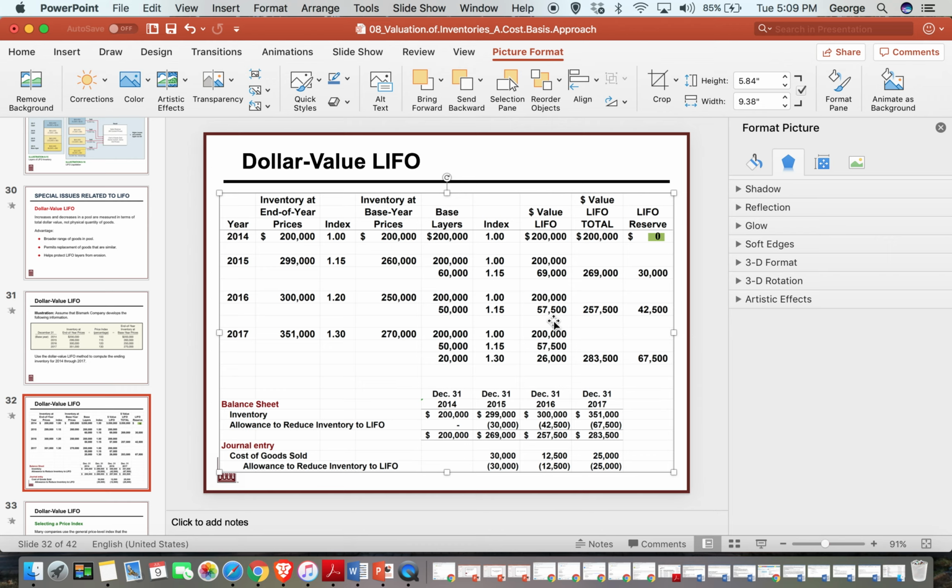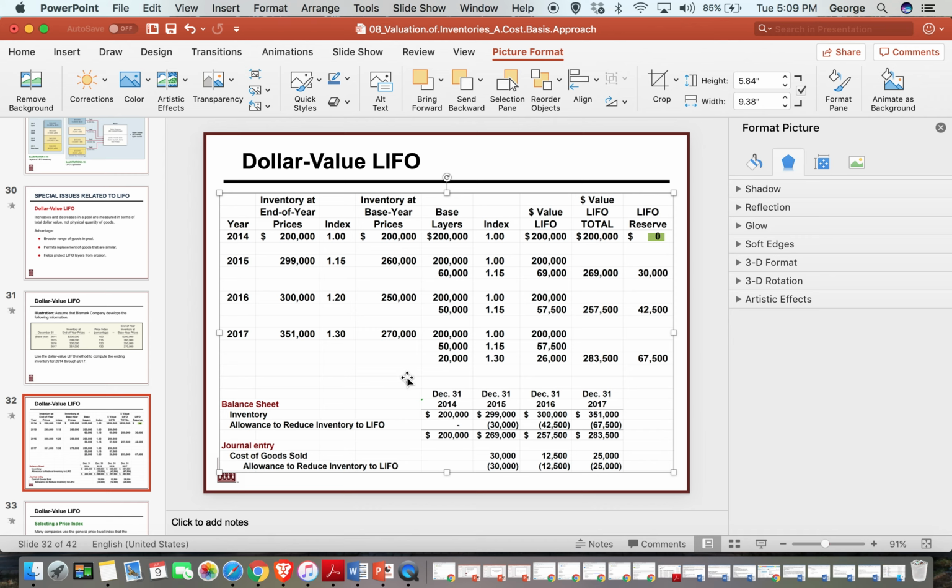By the way, for 2016 we have an index of 1.12. But the amount of inventory at the end of the year is based on the $200,000 in base year prices, and then the 50,000. So we're assuming that we burn through the rest of that and it's recorded at 1.20.